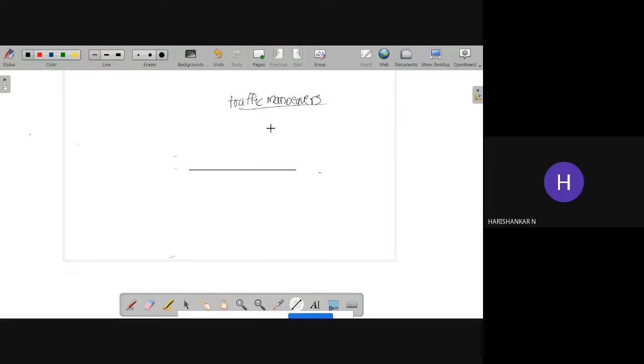Just like suppose you are moving in this direction. You can move straight, or if you want to move left, then how will you take left? In this way. Okay, so this is a kind of traffic maneuver, and this is known as diverging. So you are diverging to the left. You can diverge to the right also, like this. And this is the first kind of traffic maneuver.